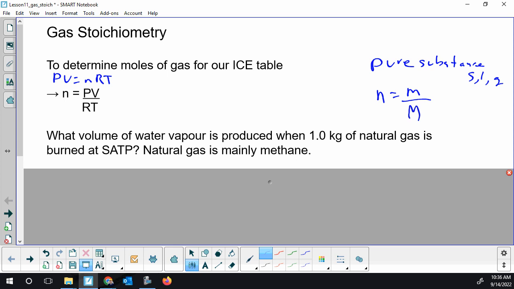Unlike questions that you might get within the other parts of the gas unit. We haven't gone to solutions yet. When you have solutes and solvents, you'll learn another strategy for getting moles, the third one.